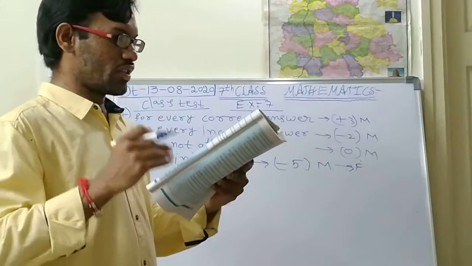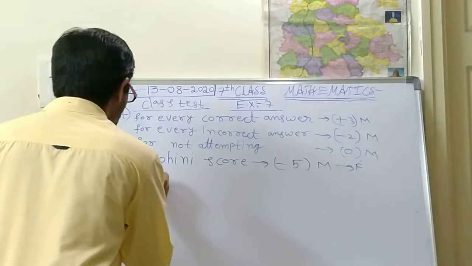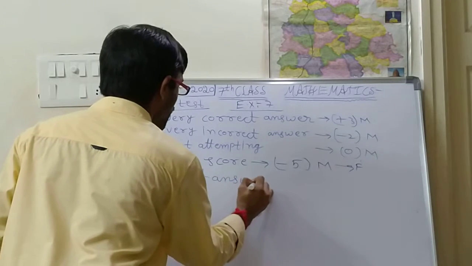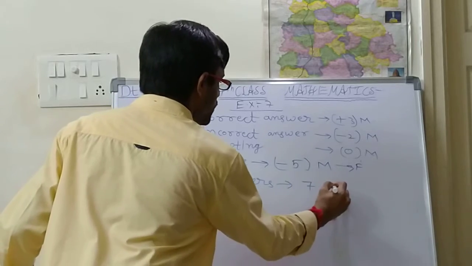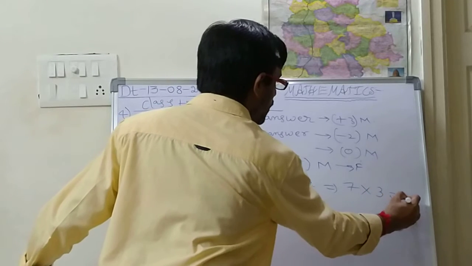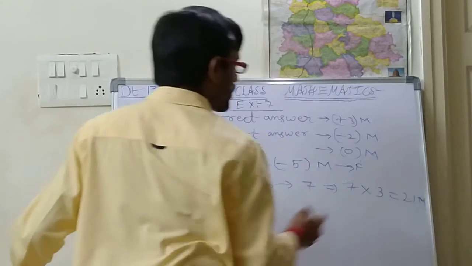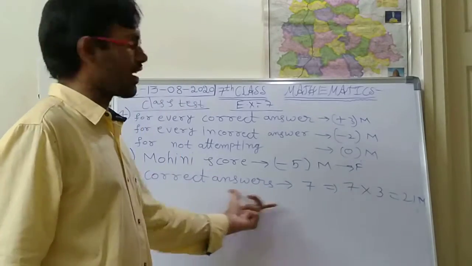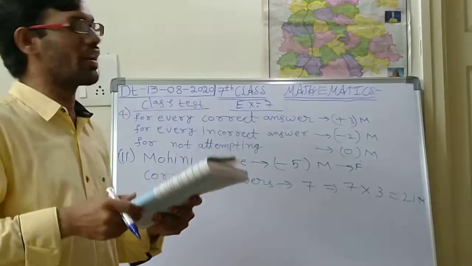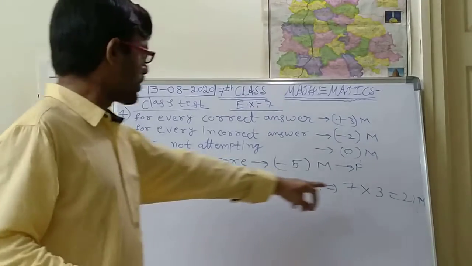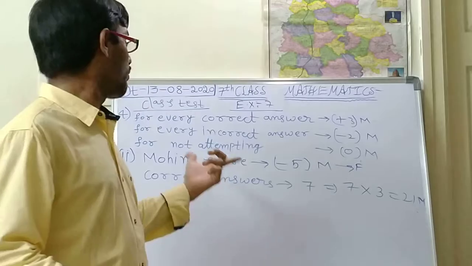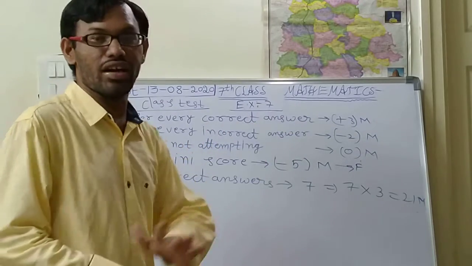Next, she has got 7 correct answers. How many correct answers did she get? 7, and for every correct answer 3 marks. So 7 3s are 21 marks awarded. So she got 21 marks for the correct answers. But what happened? How many questions has she attempted incorrectly? Though she got 21 marks for the correct answers, Mohini's final score is minus 5. Why? Because she has written so many incorrect answers, I think.